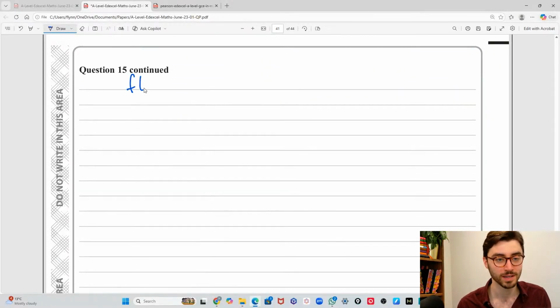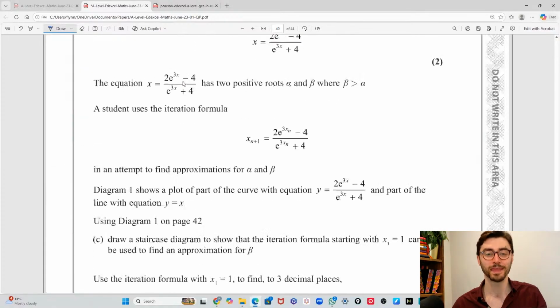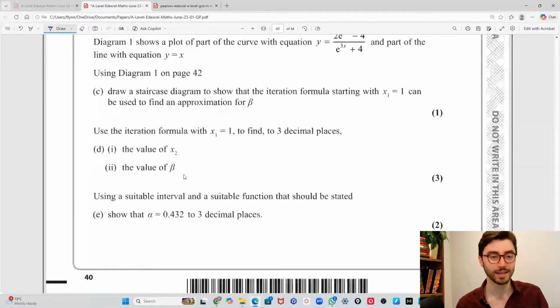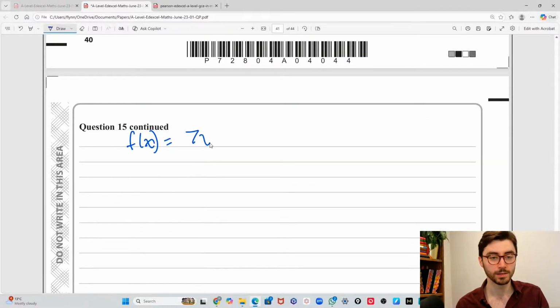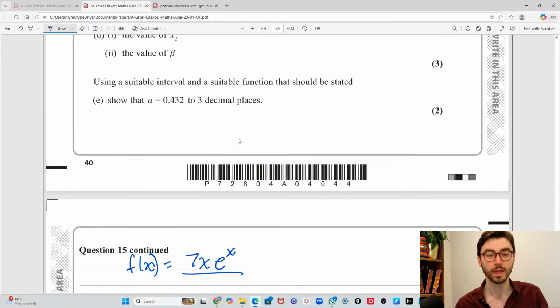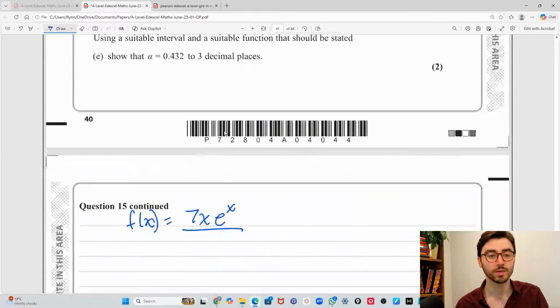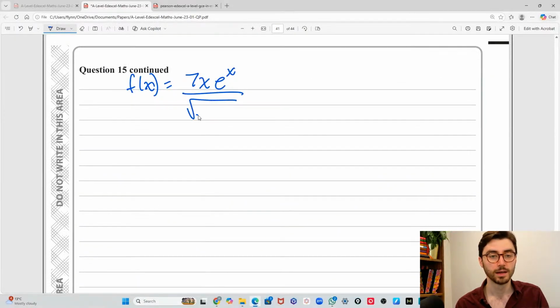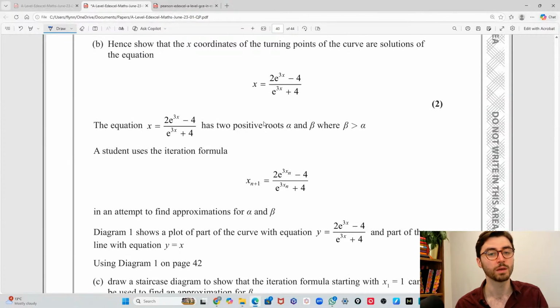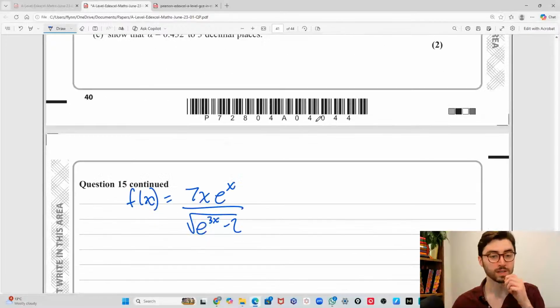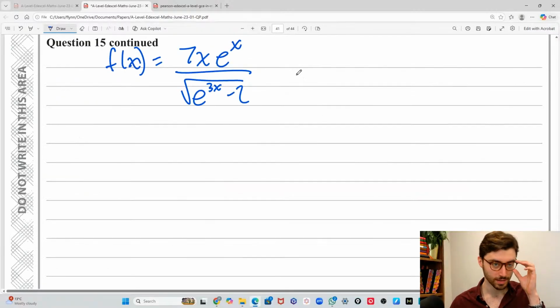So f of x was equal to 7x e to the x over the square root of e to the 3x minus 2. Although me having reactions like that to math shows I'm in a good profession. This is where I'm supposed to be. So we got to get the derivative now. So this is quotient rule. Let's go.